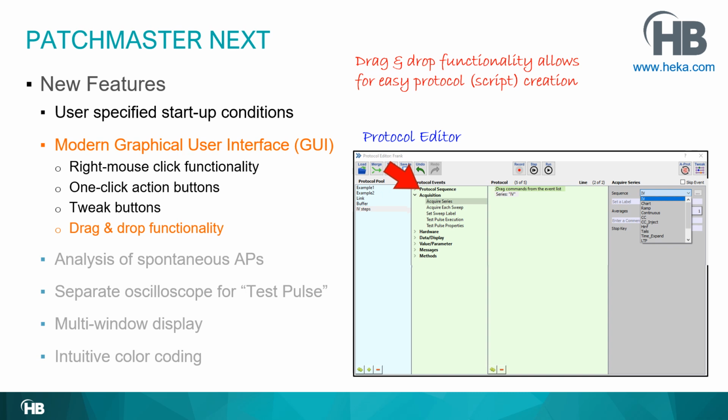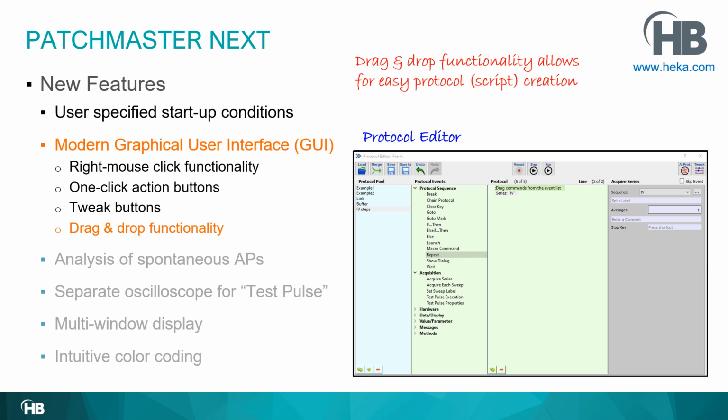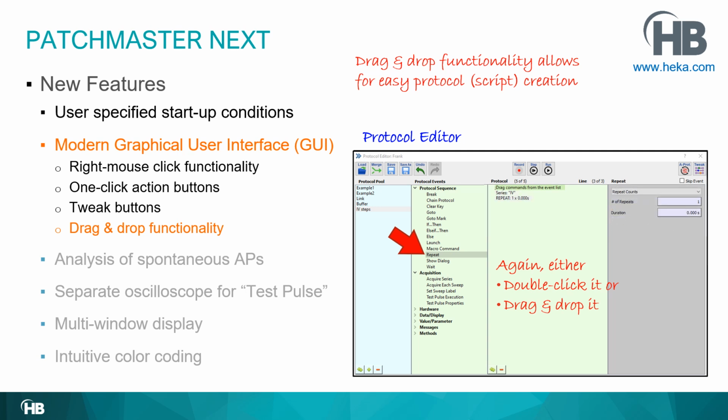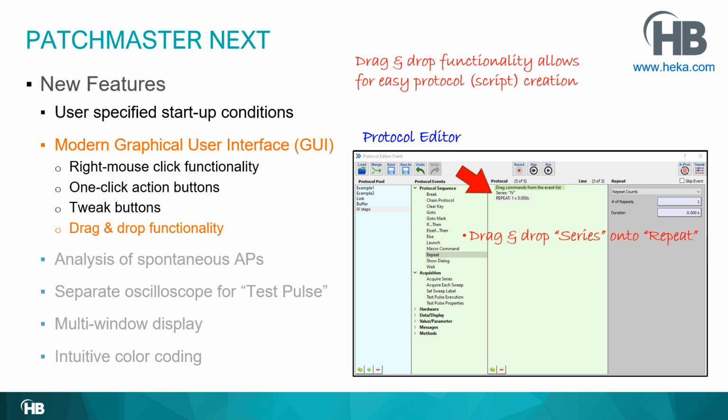Now, as I said, I would like to repeat this recording a couple of times. To do this, I have to add a repeat loop. Again, I can double click on the repeat loop or drag drop it. So I double click on it, and it will enter that repeat loop command into the bottom of the series. Now I need to grab the series and drop it onto the repeat to put it inside the repeat loop. And you see that whatever is slightly indented is inside the repeat loop now.